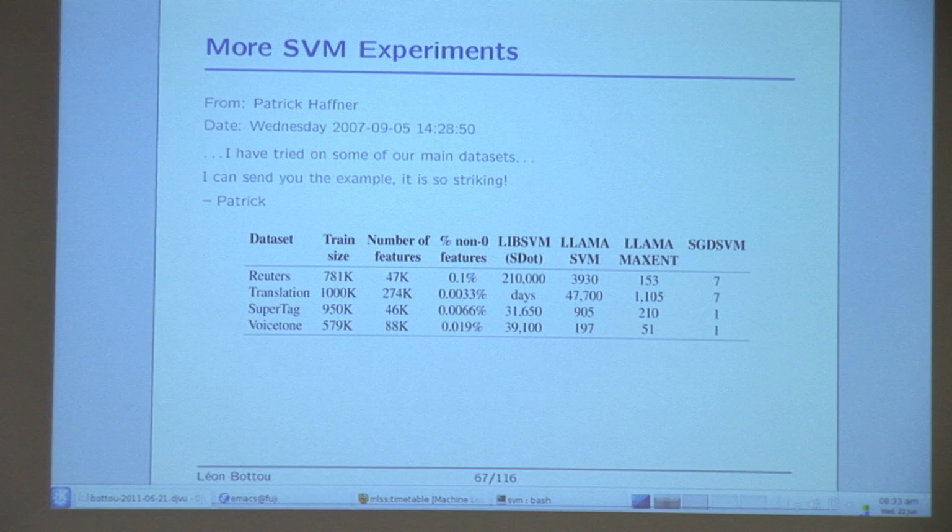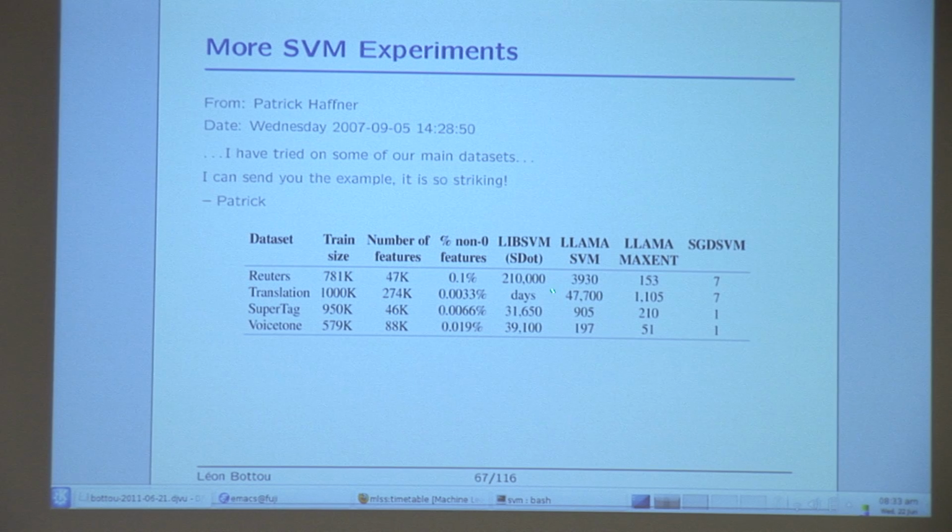So I have some more experiments. There was Patrick Hafner, who has some data sets, and I think the biggest one is a machine translation thing. This one with 1 billion examples and 250,000 features. And he used libSVM, which would take days.